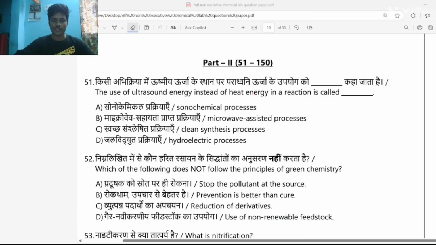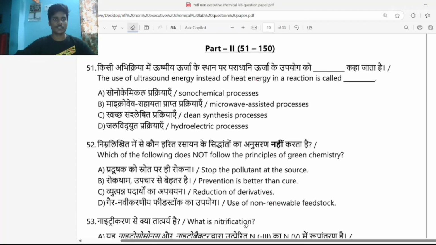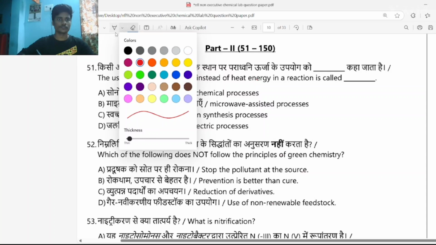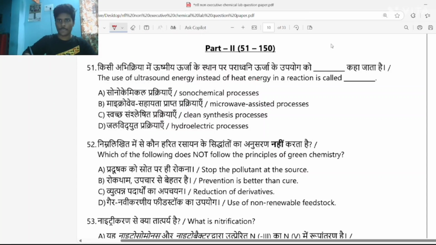You can see the question here, question number 51. Questions 1 to 50 are the general paper, which is nothing but English, reasoning kind of things, and from 51 to 150 chemistry questions will be there.